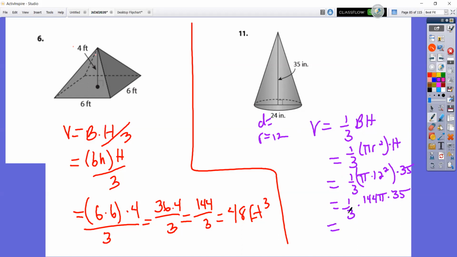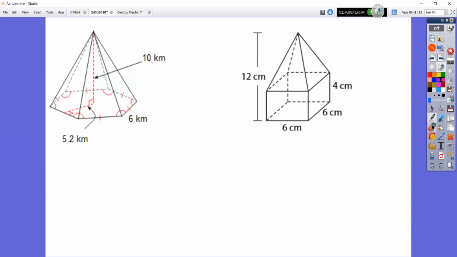times 35. Okay, so if I multiply these numbers together, I'm going to get 1,680 pi cubic inches. And if they ask you to approximate, that's going to be 5,277.9 cubic inches. Okay, so we've done a square pyramid, we've done a cone. Let's move on to something more interesting.